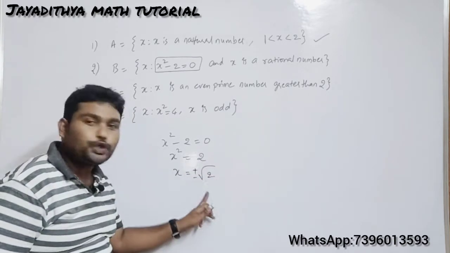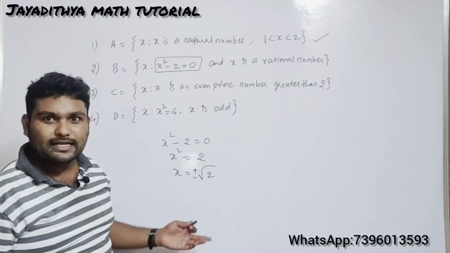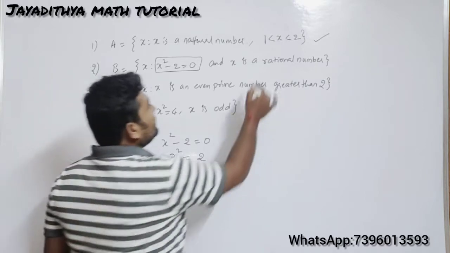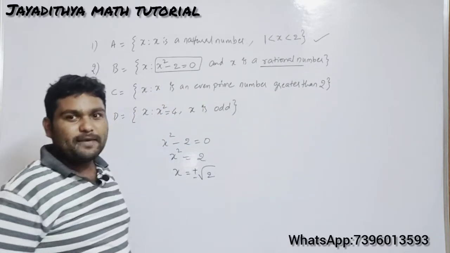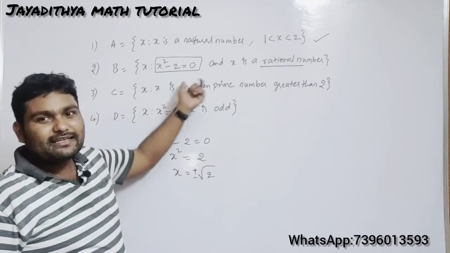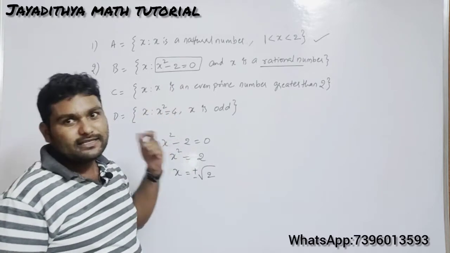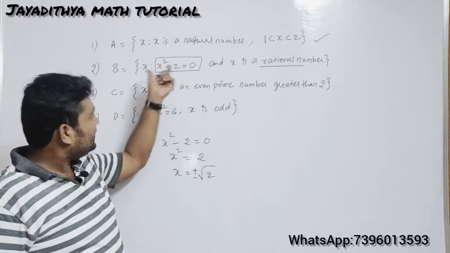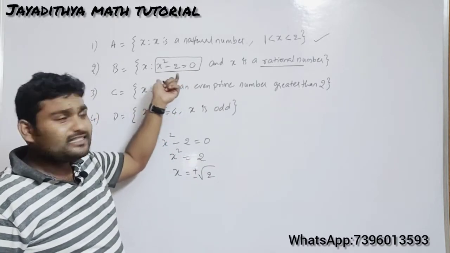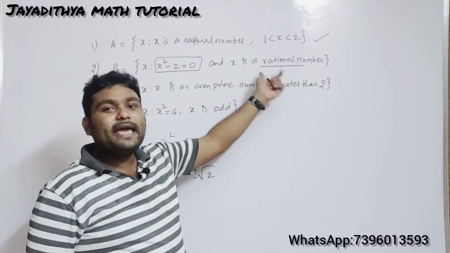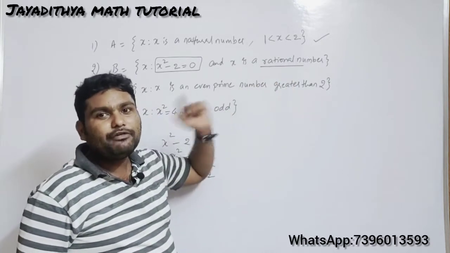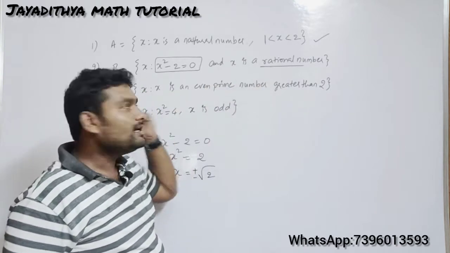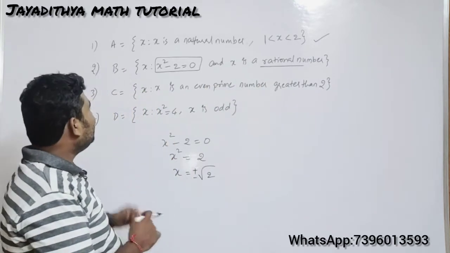Here we know that root 2 is an irrational number but not rational, right? But in the question it is given that x is a rational number. So again this set is also an empty set, or void set, or null set. Why? Because here x will be an irrational number, but the question says x is a rational number. So we will not have any element that is rational and satisfies the condition. Clear now? So let us go for the next one.